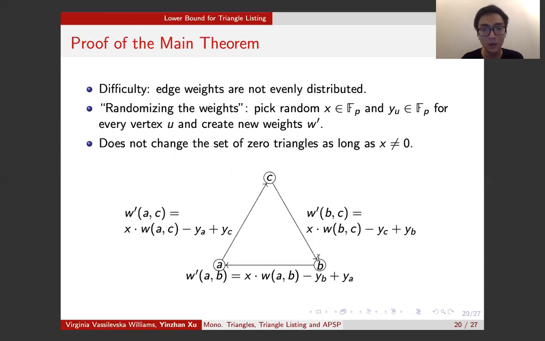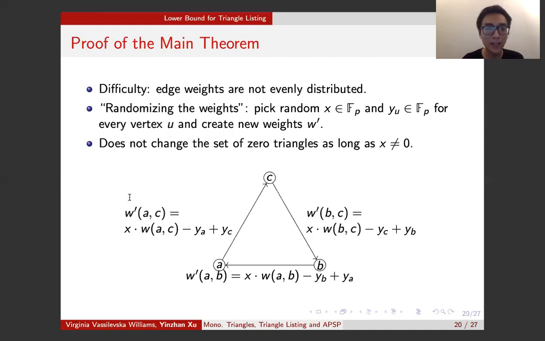So in this figure, we artificially direct the edges. And for each edge pointing from u to v, we get its new weight by first multiplying the old weight by x, and then subtracting y_u, where u is the vertex we are pointing from, and then adding y_v, where v is the vertex we are pointing to.